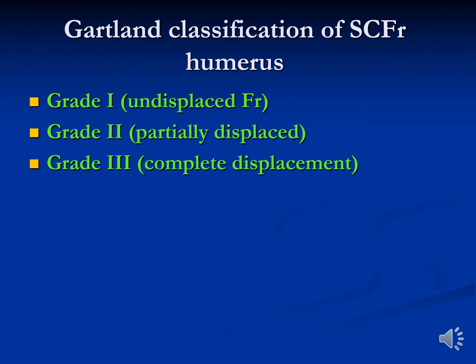Classification according to the degree of displacement. Why is this classification important? Because it gives us an idea about the severity of trauma and also gives us an idea about the line of treatment which will be used. Grade 1, undisplaced fracture. Grade 2, partial displacement. Still, there is some contact between the proximal and distal fragments. Grade 3, complete displacement of the two fragments.